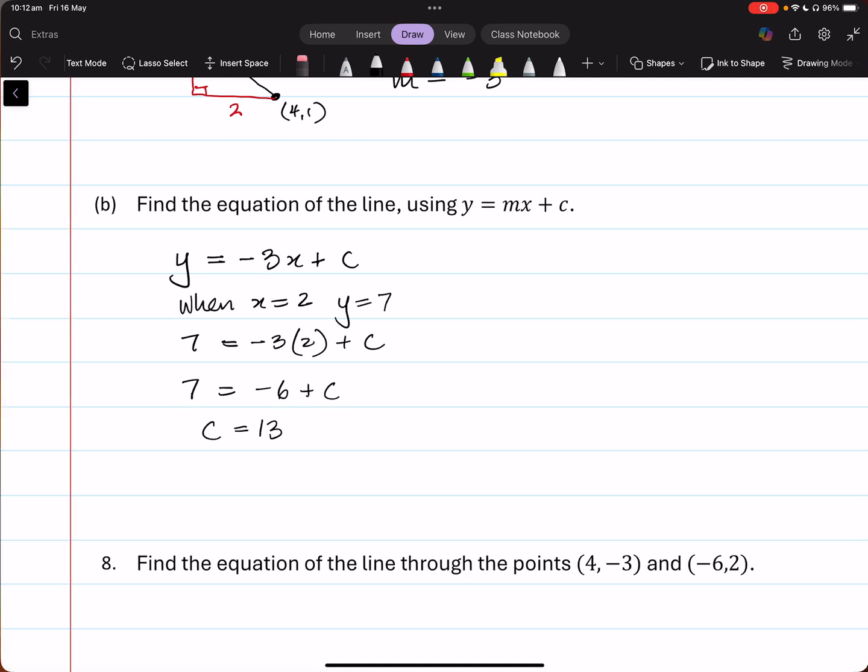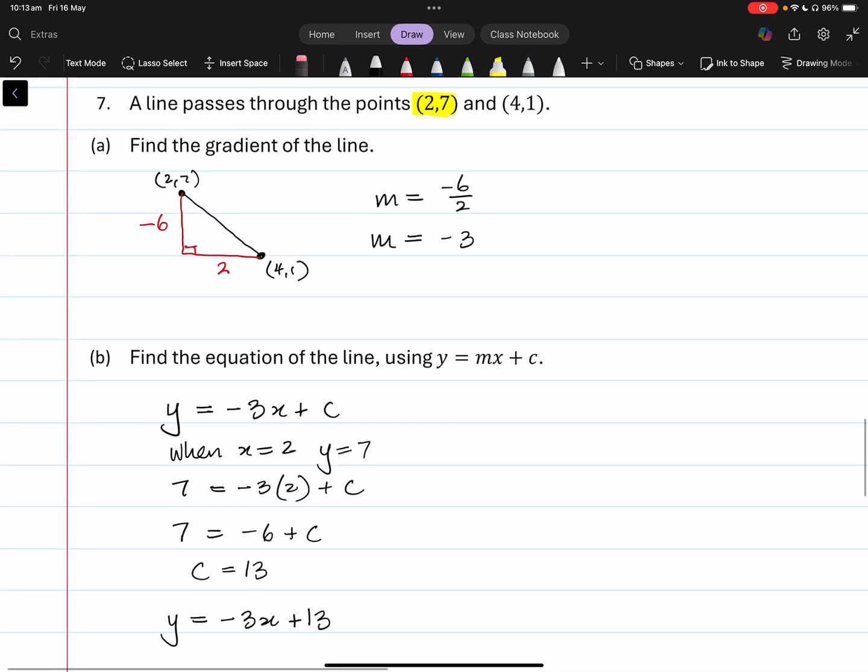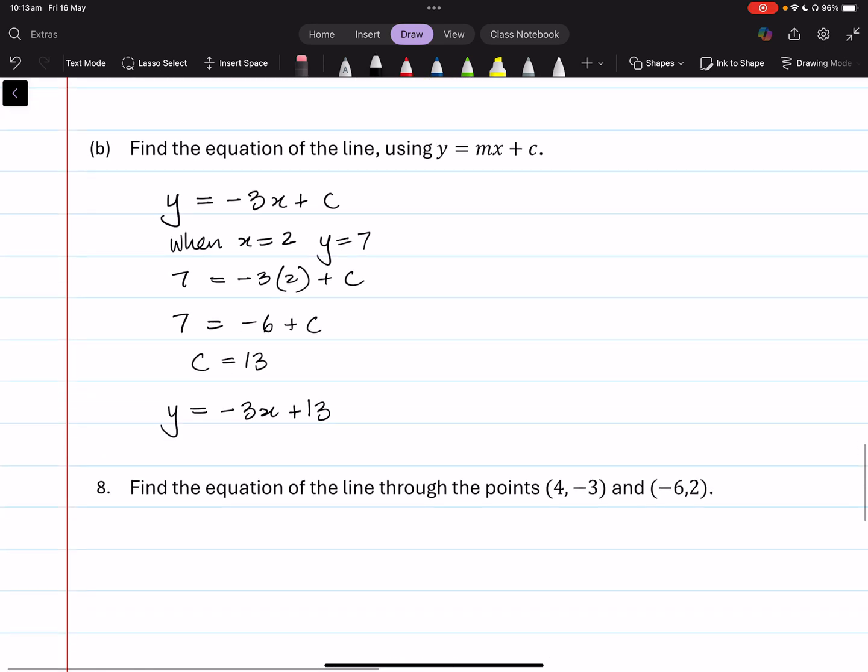And so therefore, now that we've got our c value, we can write the equation of the line. It's y equals -3x plus c, and we've just found that c is 13. So there's the equation of the line that, if I just scan out there, going back to the question, is the equation of the line that's passing through those 2 points, 2, 7 and 4, 1. So if you get the gradient and then substitute it into y equals mx plus c, you can use a point to find the equation.